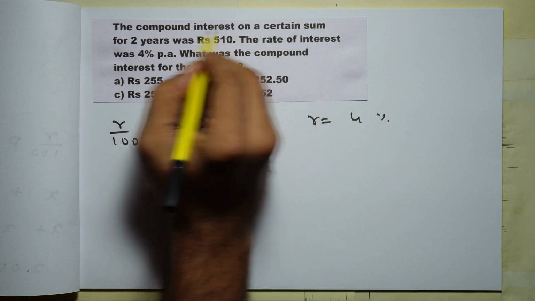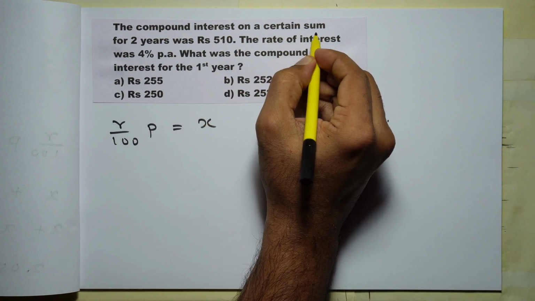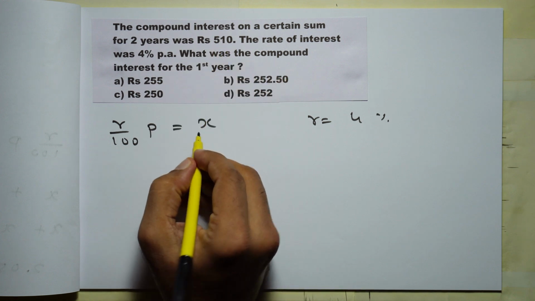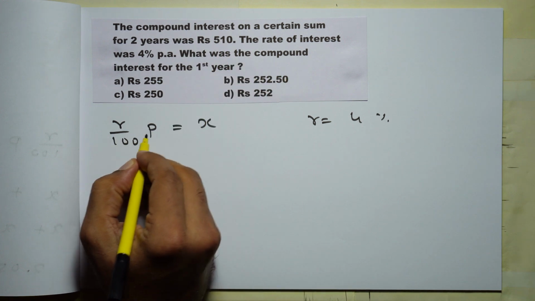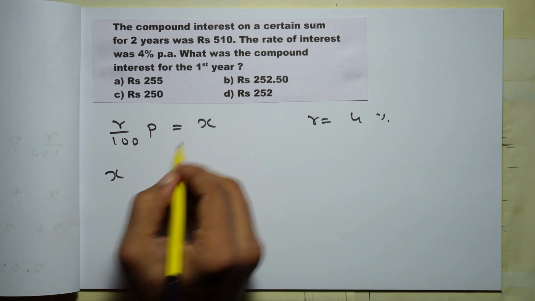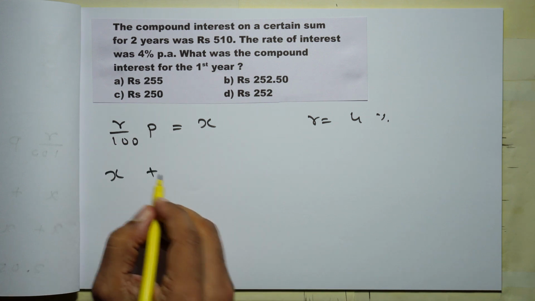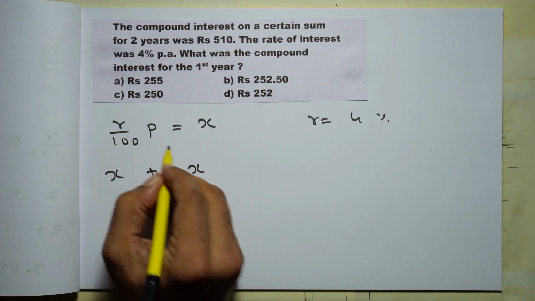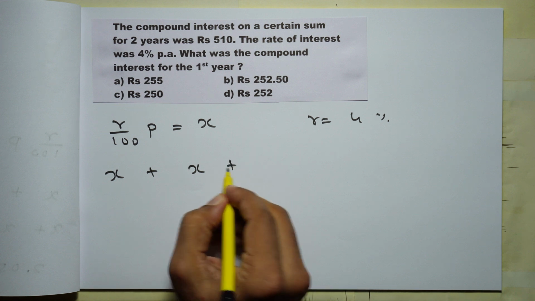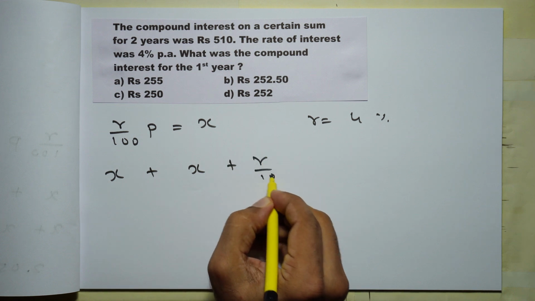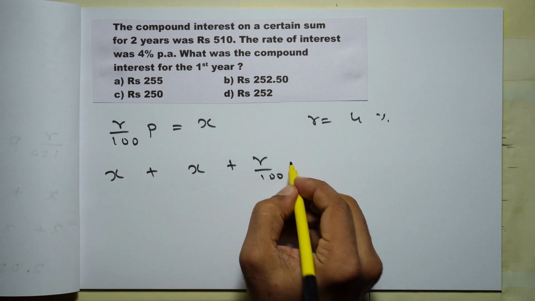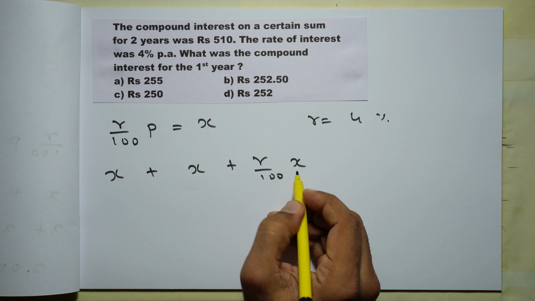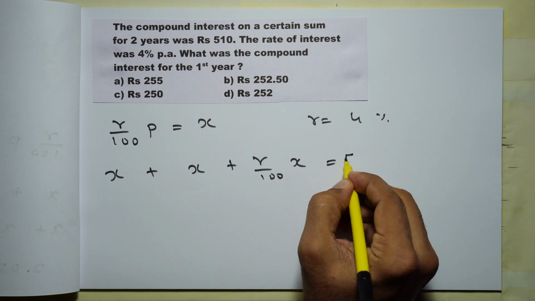Now initial data is like this. The compound interest on a certain sum for 2 years was 510. Now first year's compound interest you will get as R% of principal, that is given as X. Now we will calculate the compound interest for the second year. This X you will get. X is R% of principal, and extra that you get in the second year is R percentage of first year's interest. R% of this X also you will be getting. And this is the compound interest for 2 years and that is given as 510.